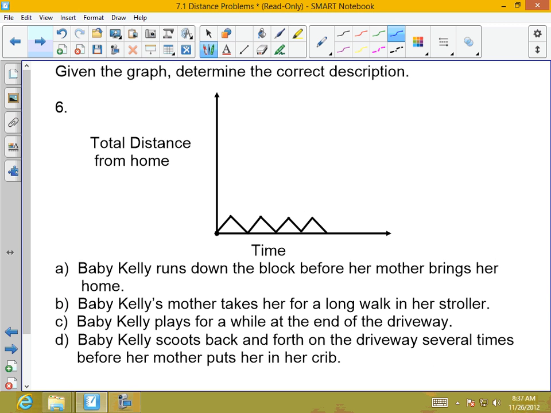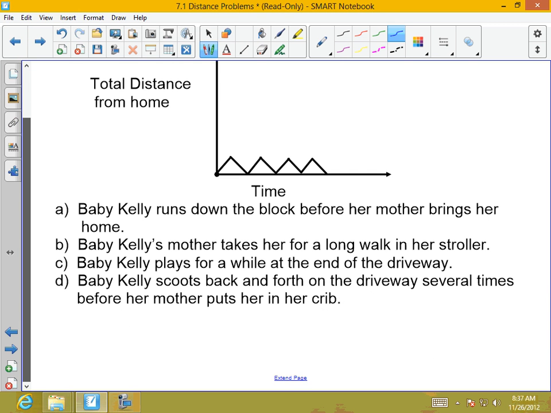This one's my favorite. What could this be? It's somebody going somewhere, coming back. Distance from home. So they're leaving their house, coming right back, several times. Baby Kelly runs down the block before her mother brings her back home. That would just be one peak.